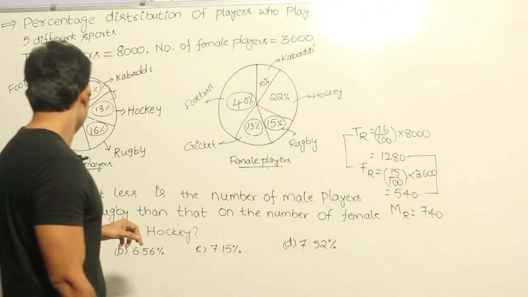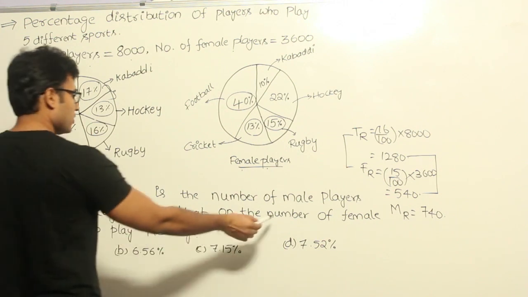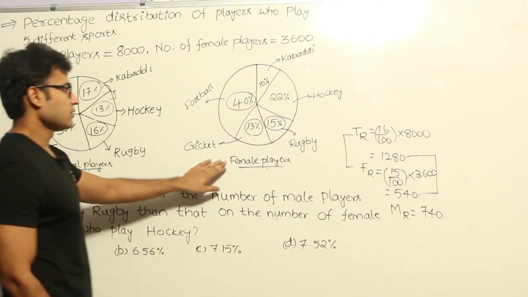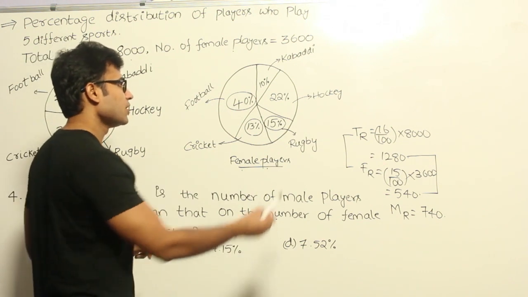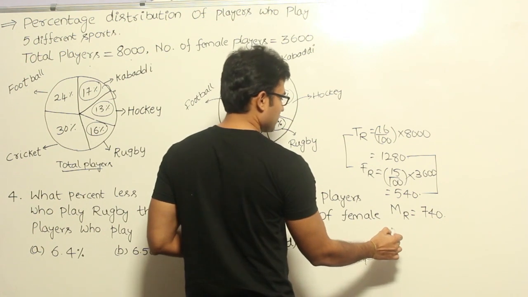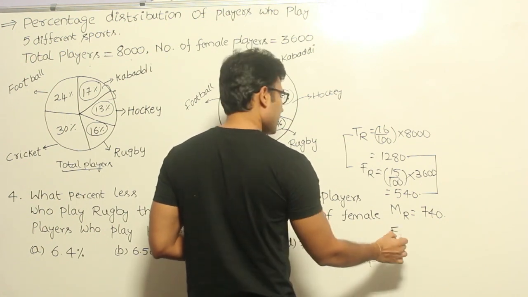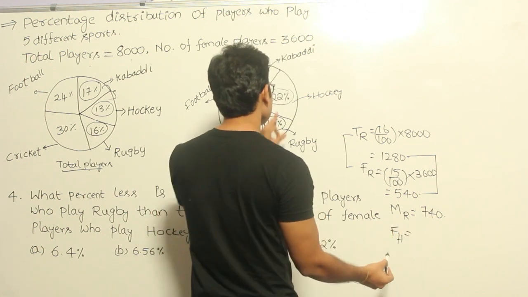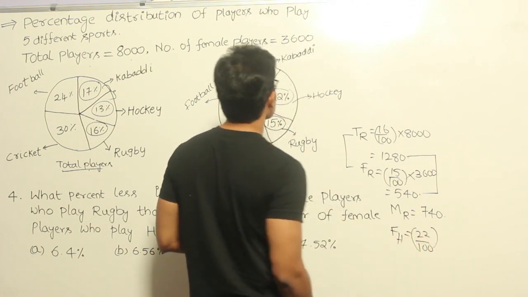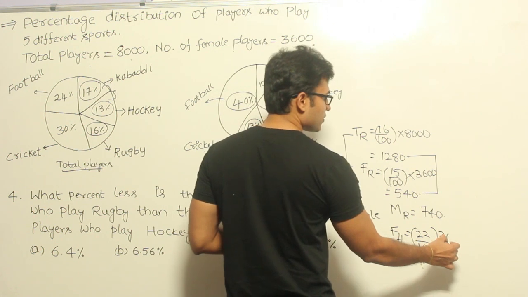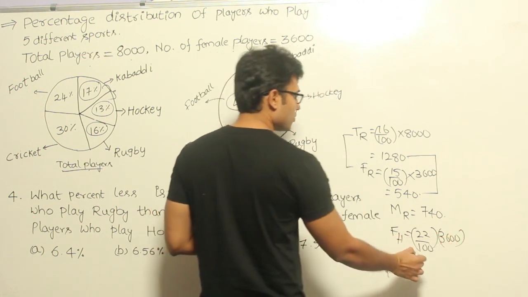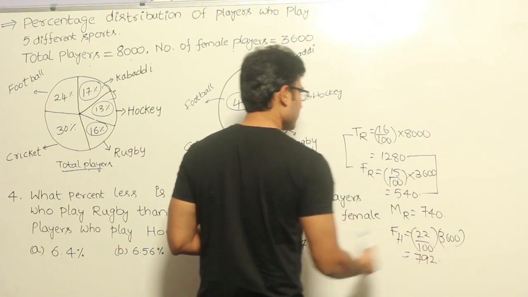And then we have to find out the number of female players who play hockey. The female players are given here, and the number of female players who play hockey is 22% here, right? So the number of female players who play hockey is equal to 22% of the total number of female players. So the total number of female players given is 3600, right? So this number is going to be 792, right?